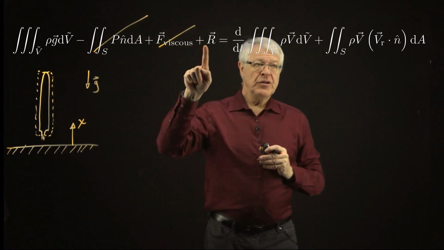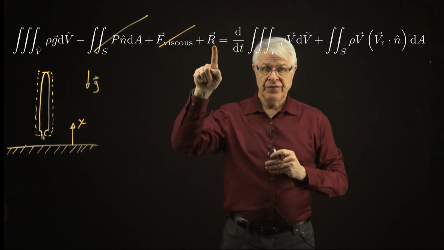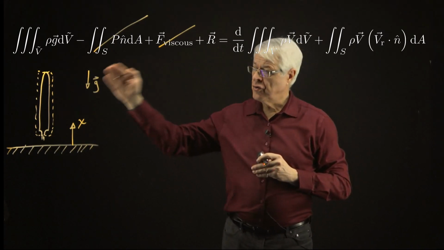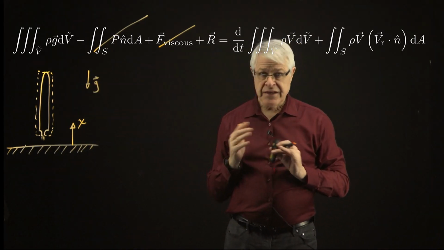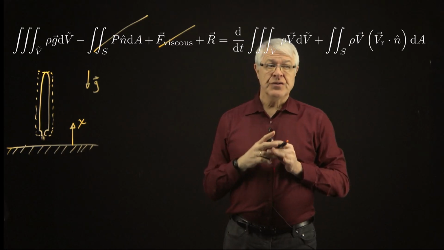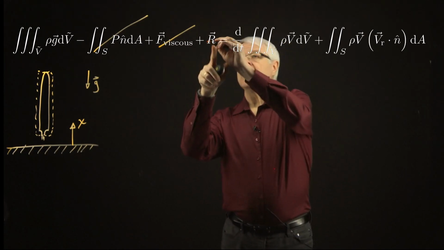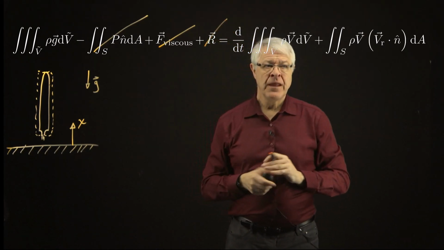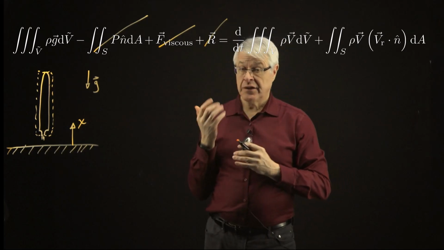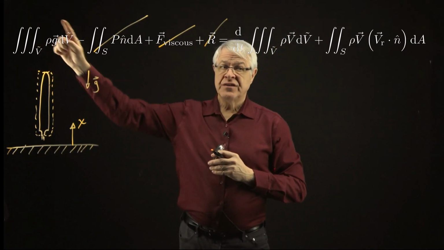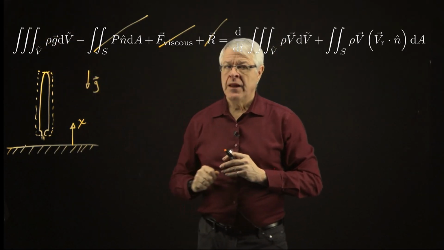Now the last term on the left-hand side here is our reaction force, and our control surface doesn't cut through any solid objects, all right? So that reaction force there we can also get rid of. So the only force acting on our control volume is the weight of everything in the control volume.